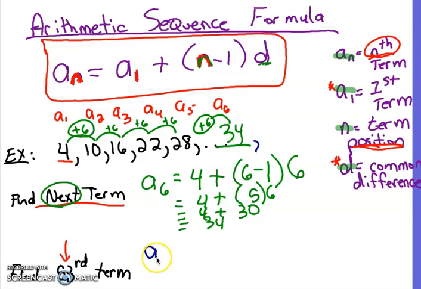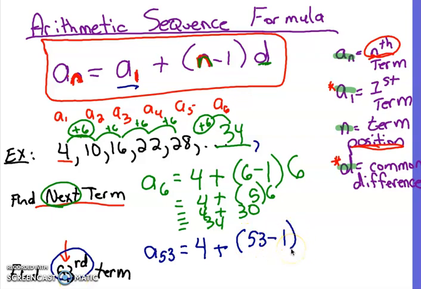So here I'm going to find a sub 53. And again, follow the formula. It says a sub 1, the first number in the sequence, is 4. And then it says n minus 1. So n again is whatever number I'm trying to find, 53, and you're minusing 1 from it. And then again, the common difference in this sequence is 6. So you're just going to solve this problem and then be able to find out what that 53rd term is.